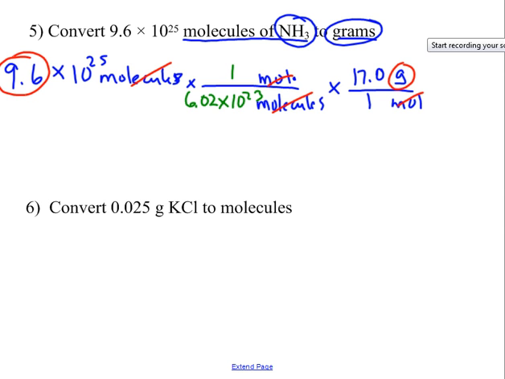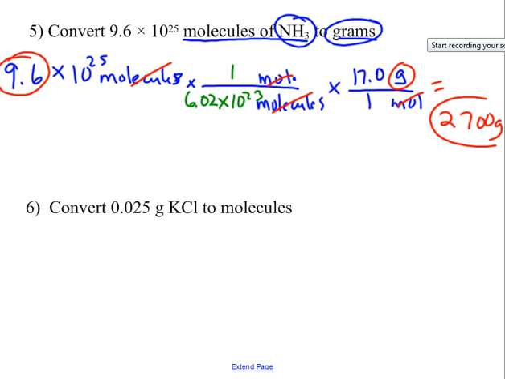You should round your answer to have 2 significant figures. And the answer is, when it's rounded to the proper number of significant figures, should be 2,700 grams.